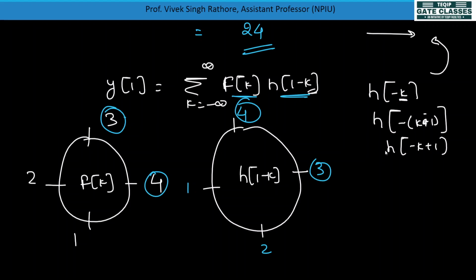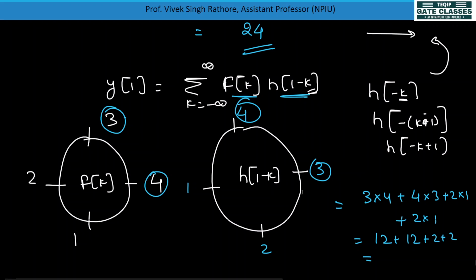So ultimately, see, I will write here 3 into 4 plus 4 into 3 plus 2 into 1 plus 2 into 1. So ultimately you will get 12 plus 12 plus 2 plus 2. So 12 plus 12, 24 value.